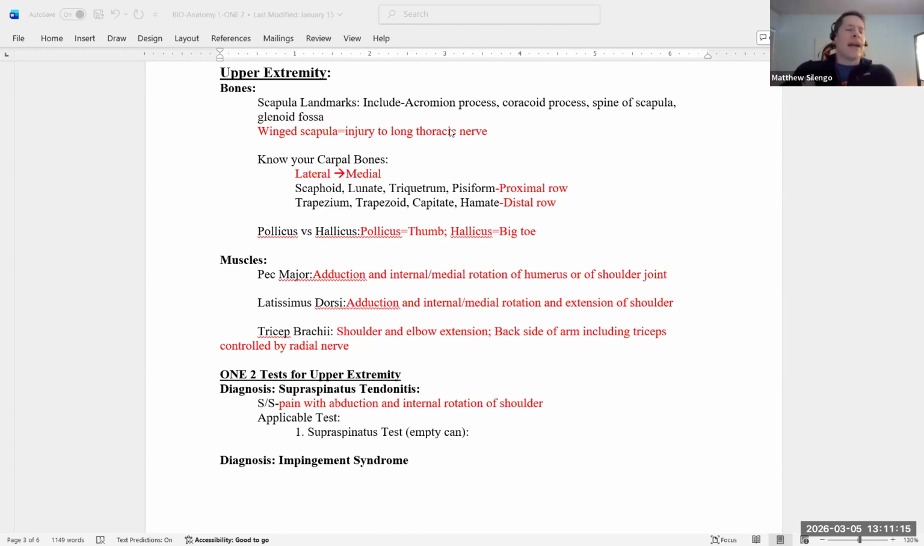But I want to point out that this is another example of ones where a lot of times there is one answer that looks kind of obviously correct. Let's say I hadn't told you anything. When you look at the options, the wrong options are nerves that aren't really anywhere near the scapula. Like the wrong options are things like sciatic nerve injury. Well, the sciatic nerve's in the back of the leg. That doesn't affect the scapula.